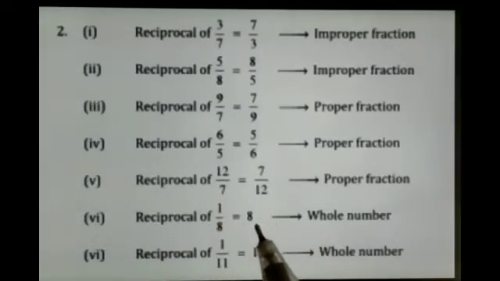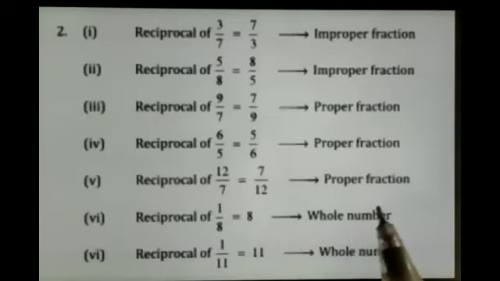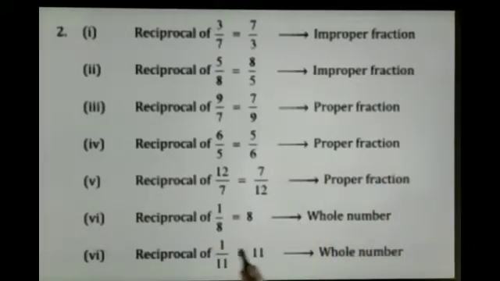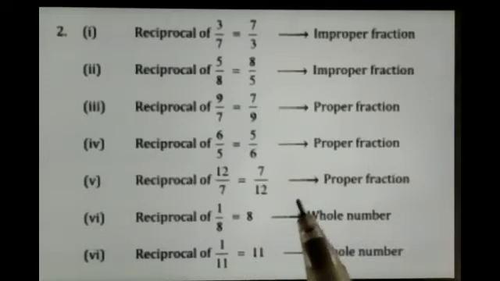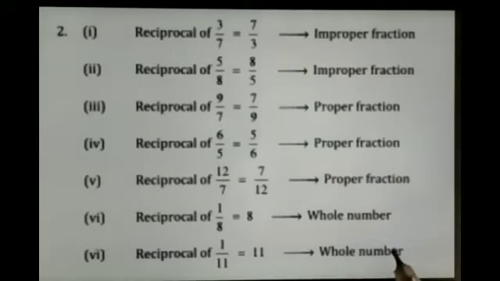So when we make a reciprocal, 8 goes up and 1 comes down. So there is no need to write 1 upon any number, so it becomes a whole number. Same with question number 6, 1 upon 11. When we write in the reciprocal form, 11 goes up, 1 came down, so it is only a whole number. So we write here the whole number.